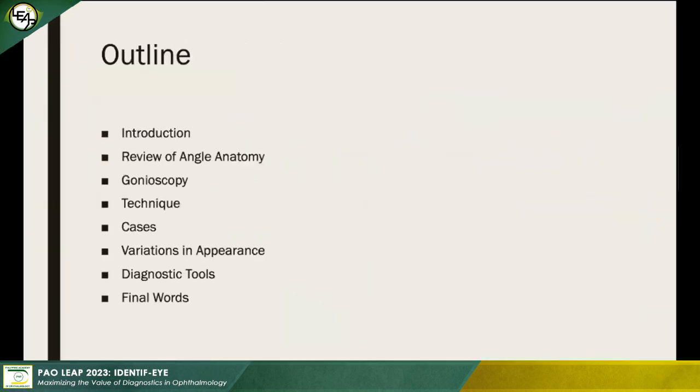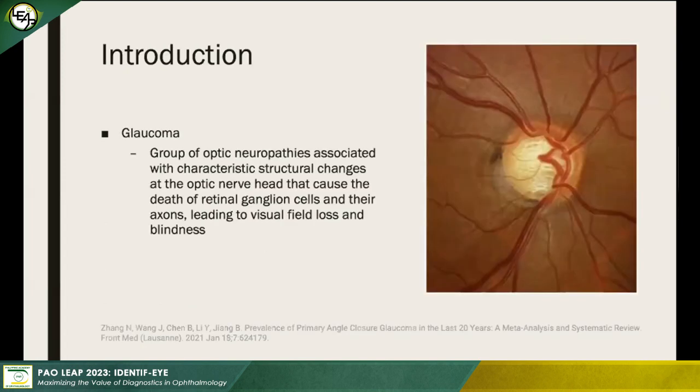I have no financial disclosures, and this will be the outline of my talk for tonight. It will begin with a review of the angle anatomy, straight into gonioscopy, which will be interspersed with a few cases for us to better understand how valuable gonioscopy is in the treatment of glaucoma, talk about some variations in the appearance of the angle, and after that, I'll discuss some new diagnostic tools that are gaining some traction in the practice of glaucoma. So just very quickly, this is the definition of glaucoma, which we know very well.